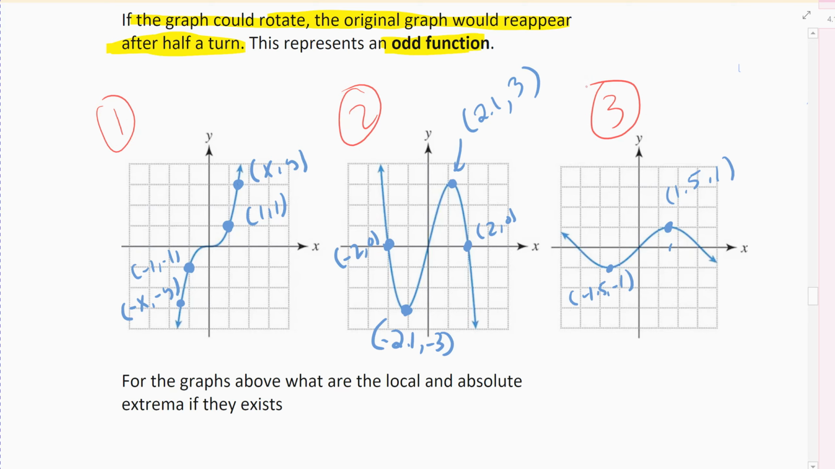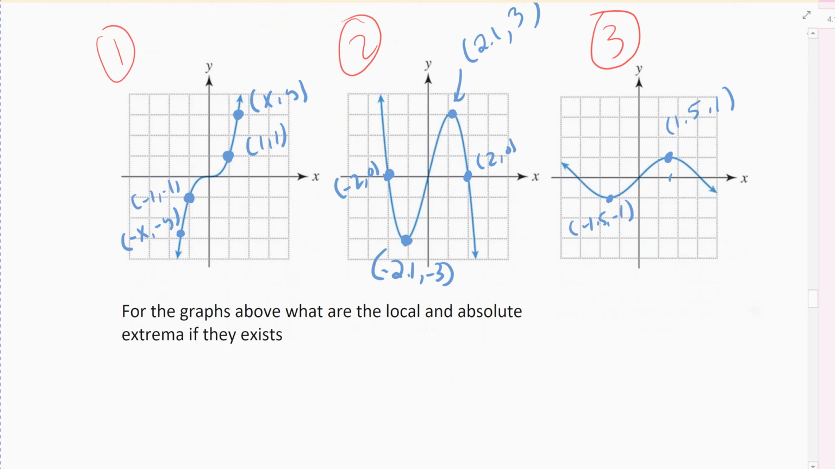And I'm going to find their local and absolute extrema. For the first one, the answer is none. There is no extrema, either local or absolute. There are no peaks and valleys there. So graph 1 has no extrema. The answer is none. Zero extrema.